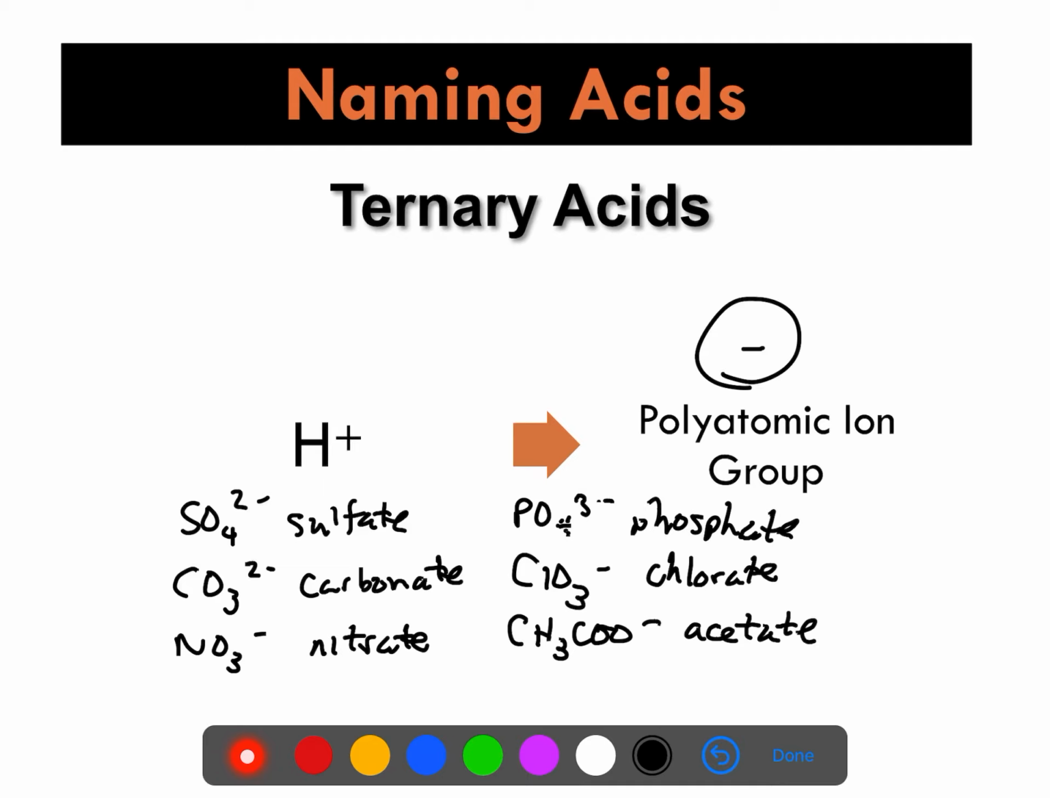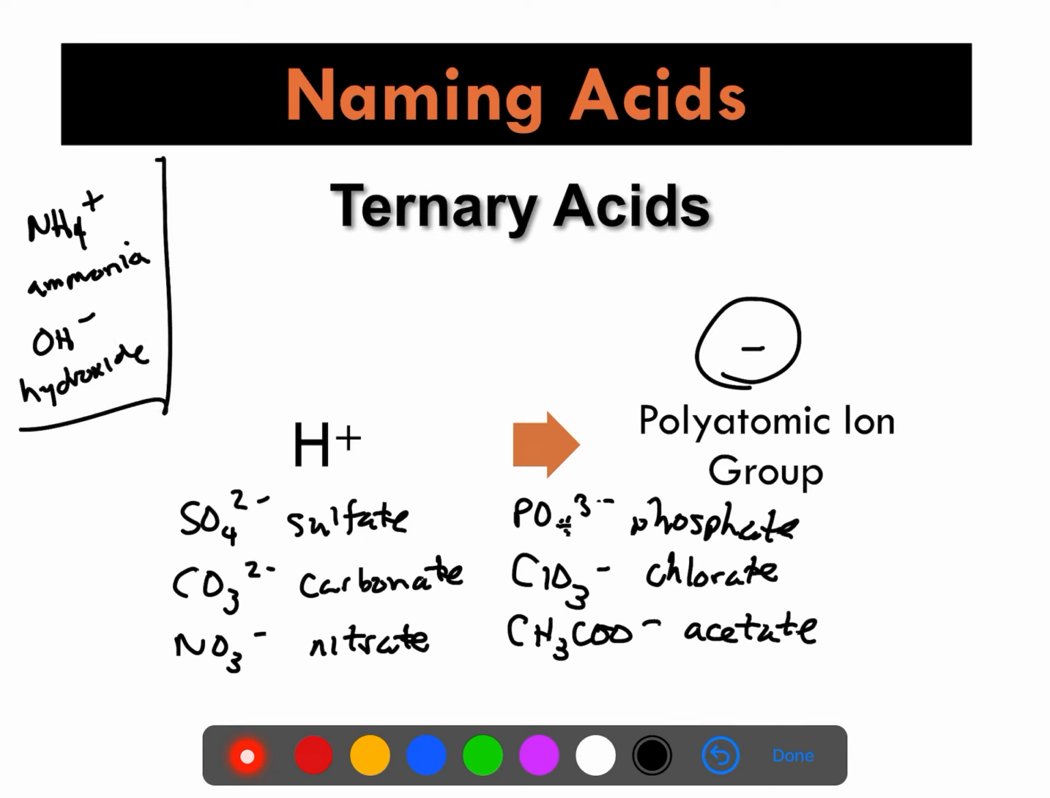And the other two that we were dealing with was ammonium. Remember I said there were 8 polyatomic ions I wanted you to know. Ammonium, but that's not a part of a ternary acid. That is an acid, but it's not going to be ternary acid. And we also had OH- hydroxide that I asked you to memorize.